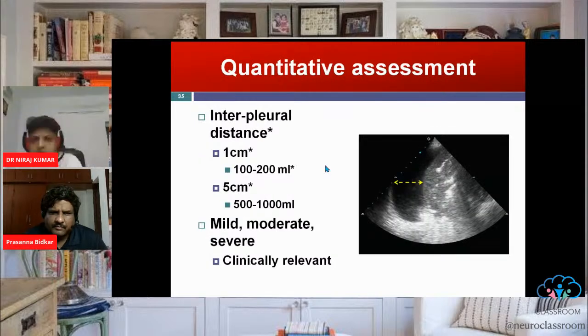Now, about the quantitative assessment, how much fluid is present? So we have to measure the interpleural distance, the distance between the two pleura. Roughly 1 centimeter is equivalent to 100 or 200 ml. So that means if you are getting 5 centimeters, that means roughly 500 to 1000 ml is present inside the pleural cavity. But practically, dividing into mild, moderate, or severe category of pleural effusion is more clinically relevant. Of course, you have to correlate with the respiratory condition of the patient for taking any decision.